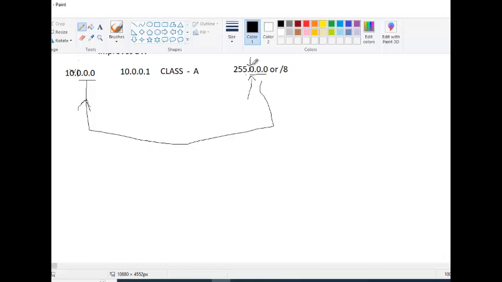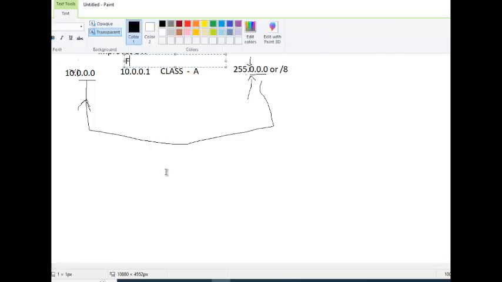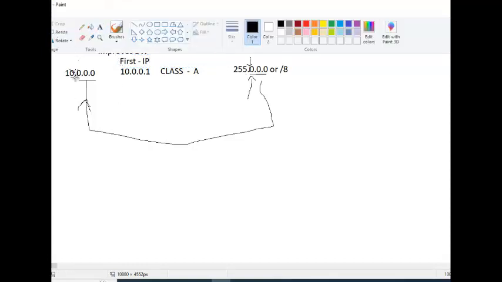The 10 network is class A, and this is what is called the first IP, because the very first bit from the right is on. So this is the first IP. And the mask is 255.0.0.0 or /8. Now what will be the last IP?